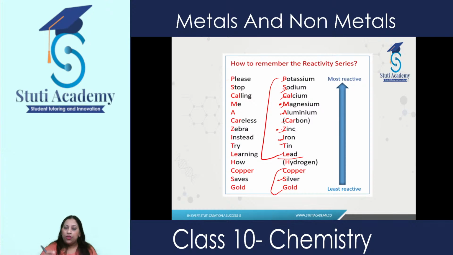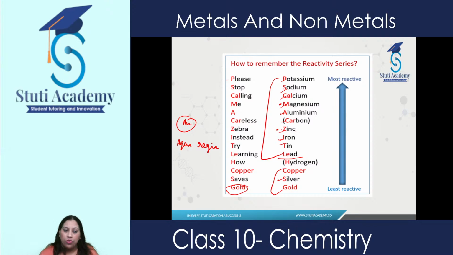And you know, we are talking about gold. Gold is the least reactive metal. Gold is considered to be the least reactive one. That's why we use it in making ornaments. And there is one more term which is aqua regia. Although gold does not react with acids.